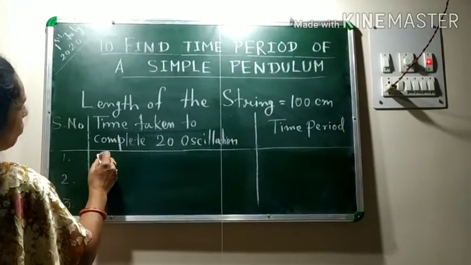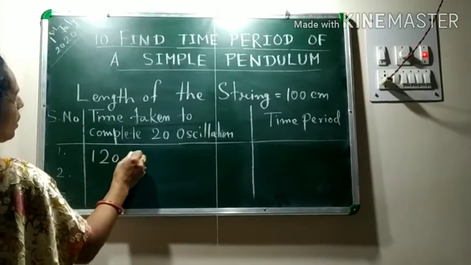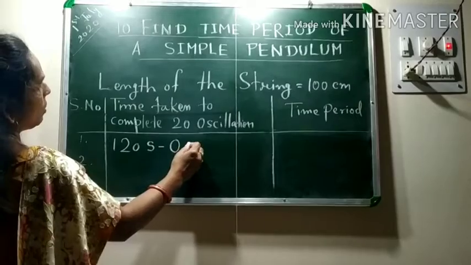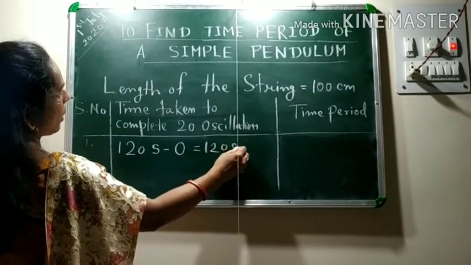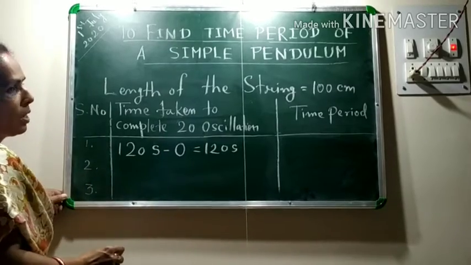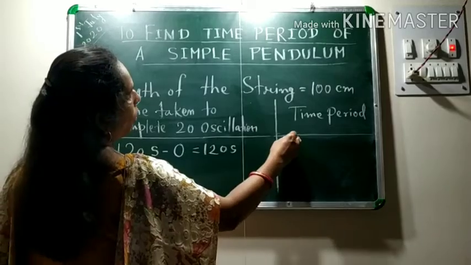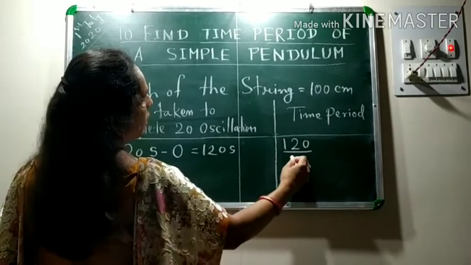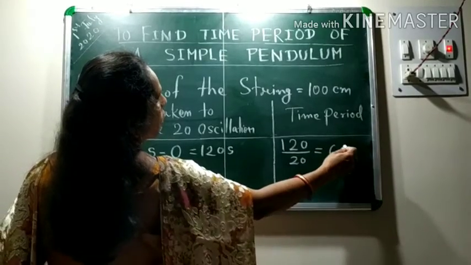So 2 minutes means 120 seconds. And in the beginning time was 0. So 120 minus 0, it is 120 seconds. We have to find out the time period. Time period means time taken to complete one oscillation. So we have to divide this 120 by 20. And we are getting here 6 seconds.